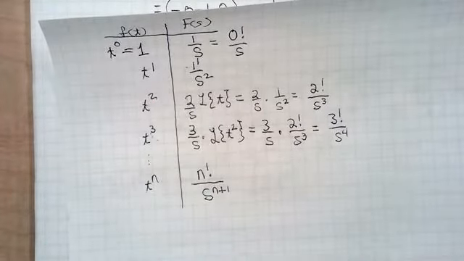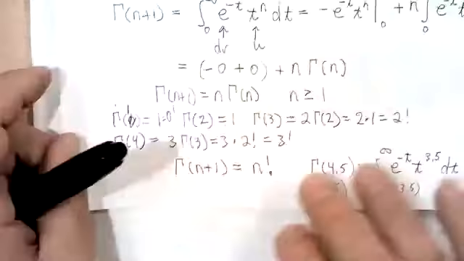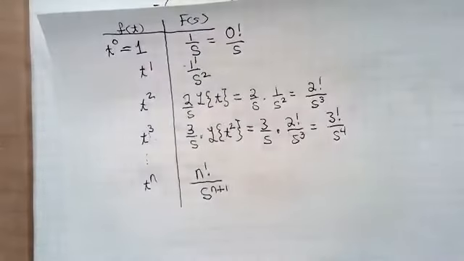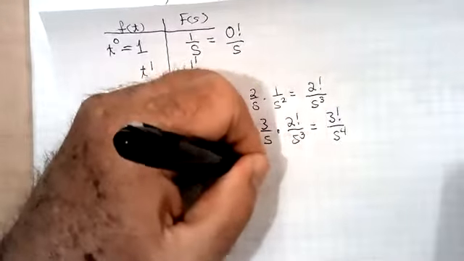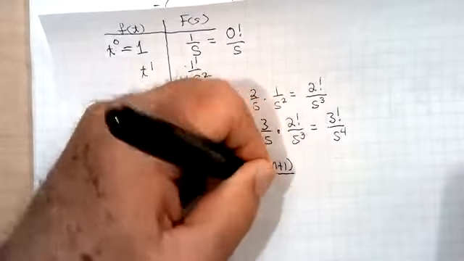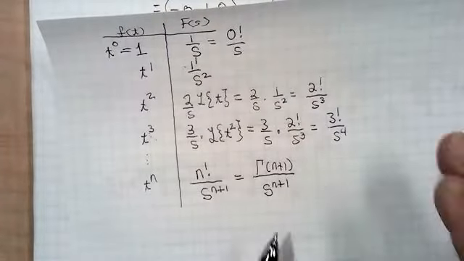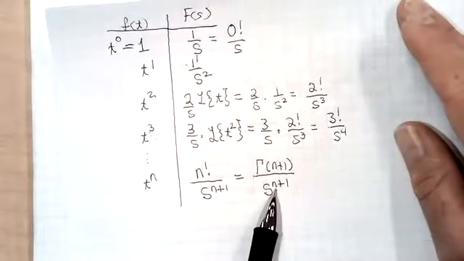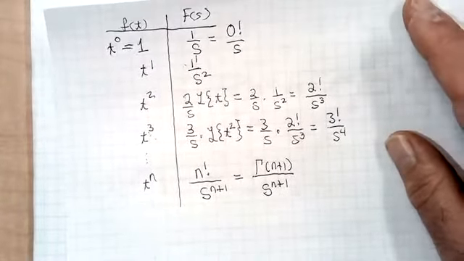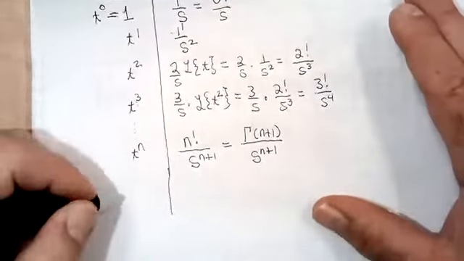But we're not quite done, because we know this. Gamma n plus 1 is n factorial. So this is also equal to gamma n plus 1 over s to the n plus 1 power. So you actually have that symmetry there. It's just buried in the gamma function. And that gives us at least a reasonable hypothesis for this.